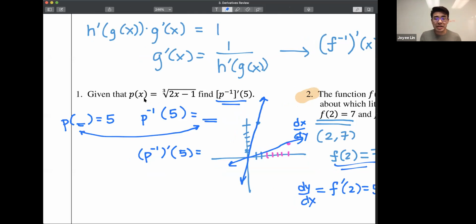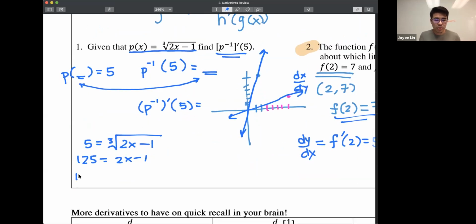So what do we do? We set this equation equal to 5. So we plug in 5 is equal to the cube root of 2x minus 1. We cube both sides, so you get 125 is equal to 2x minus 1. 126 equals 2x. X is equal to 63. So we know that P of 63 is going to give us 5. So then we need to find the derivative when we plug in 63.